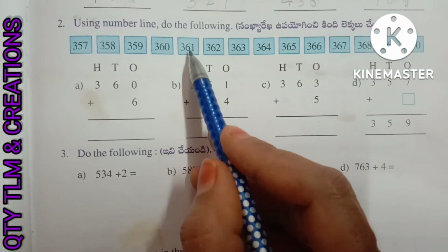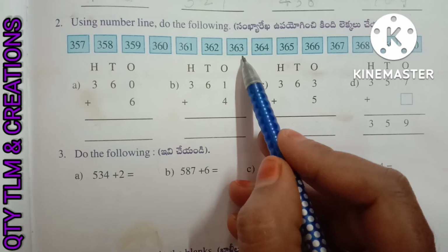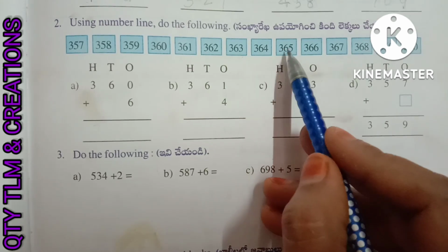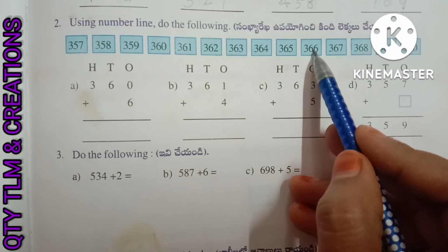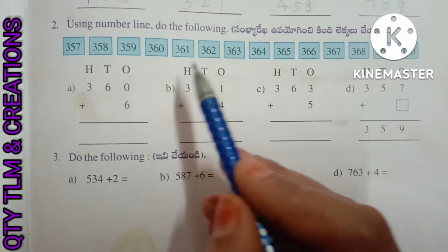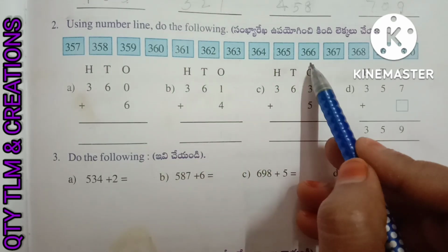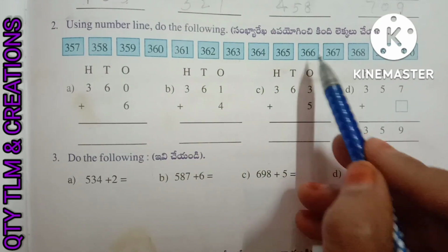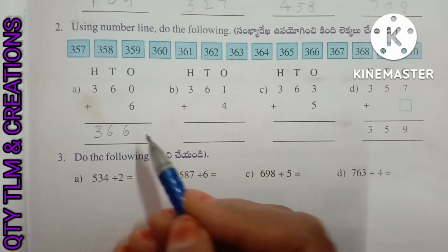So 361, 362, 363, 364, 365 and 366. Now we are at 366. So 360 plus 6 we get 366. So we have to write here 366.